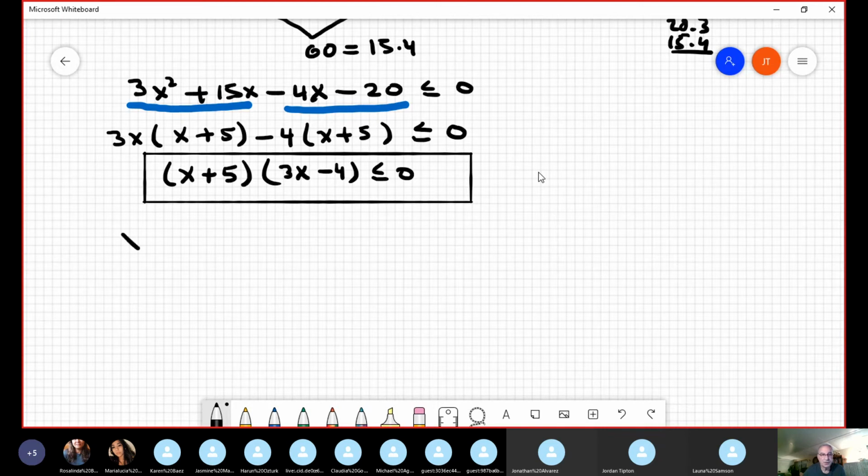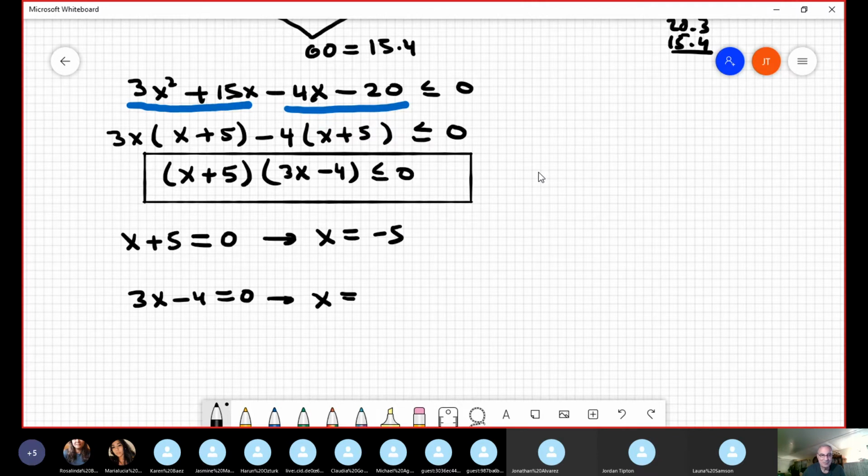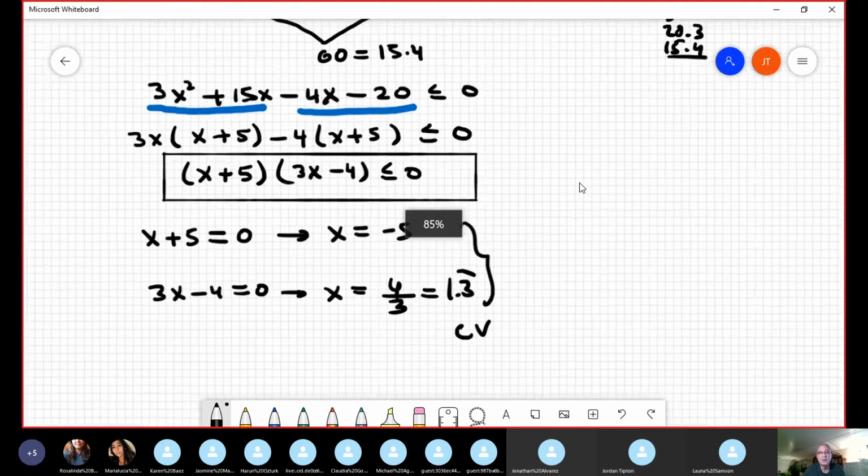Remember, you create the temporary equation, put it equal to 0, and you solve it. The first solution is negative 5, and the second solution is 4 thirds. So you move 4 to the right-hand side, positive, divided by 3: 4 thirds. 4 thirds in decimal is 1.3 repeated. Put it in the calculator, 4 divided by 3, 1.3 repeated. And we're using these critical values to create the partition of the real number line.